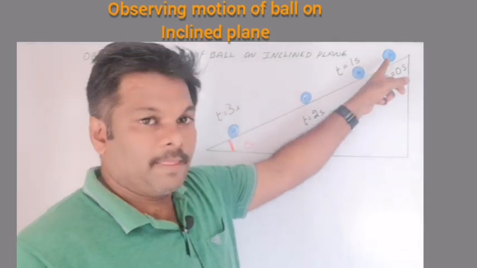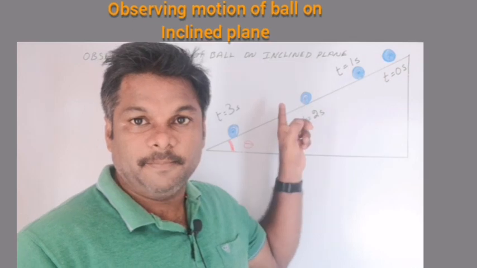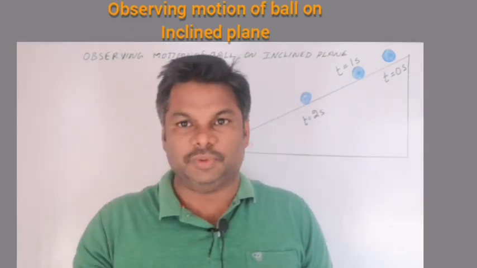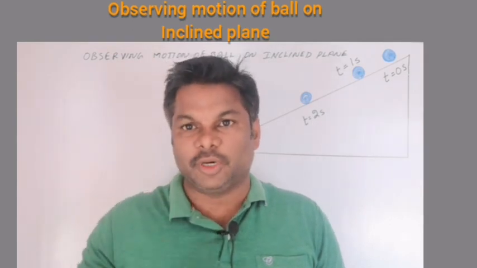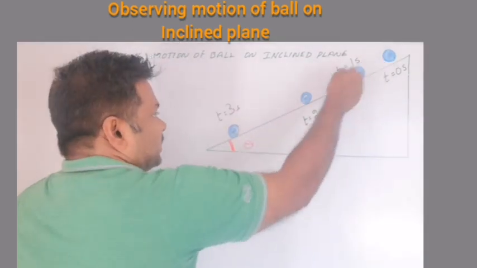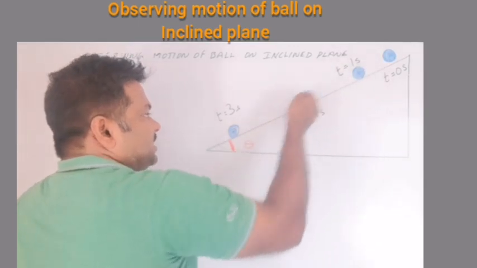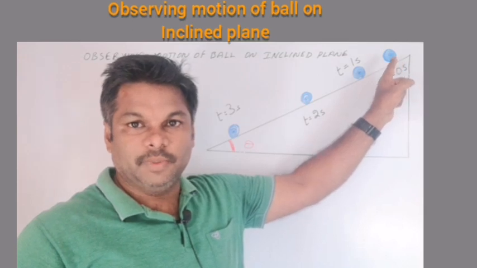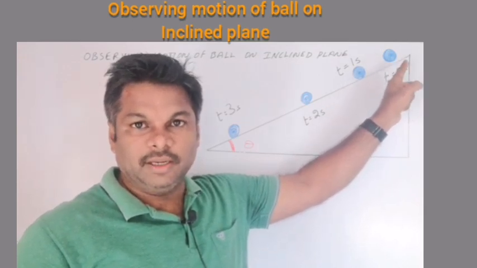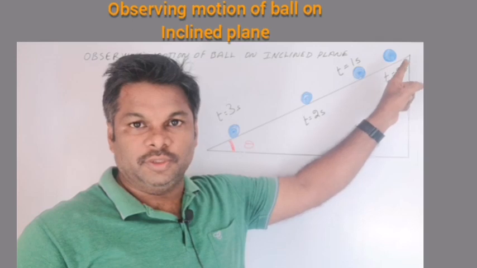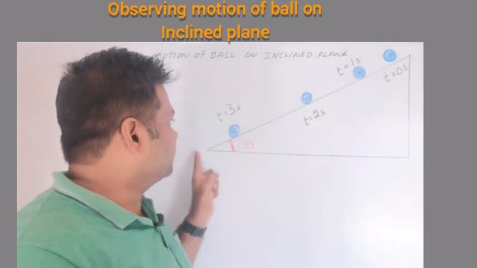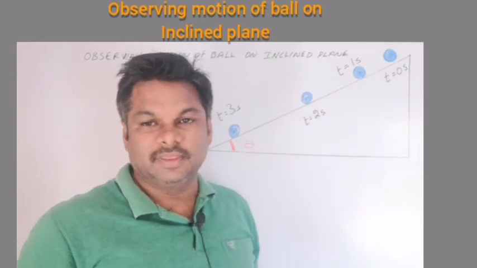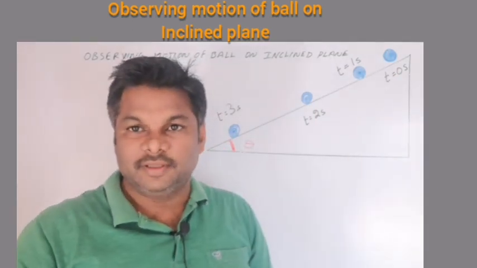This ball is influenced by gravitational force, which pulls the body towards the ground on this inclined surface. Why is this ball coming down? Because of the pulling of gravitational force towards the ground. That is why this ball is coming down. The same thing you can observe on a slider.